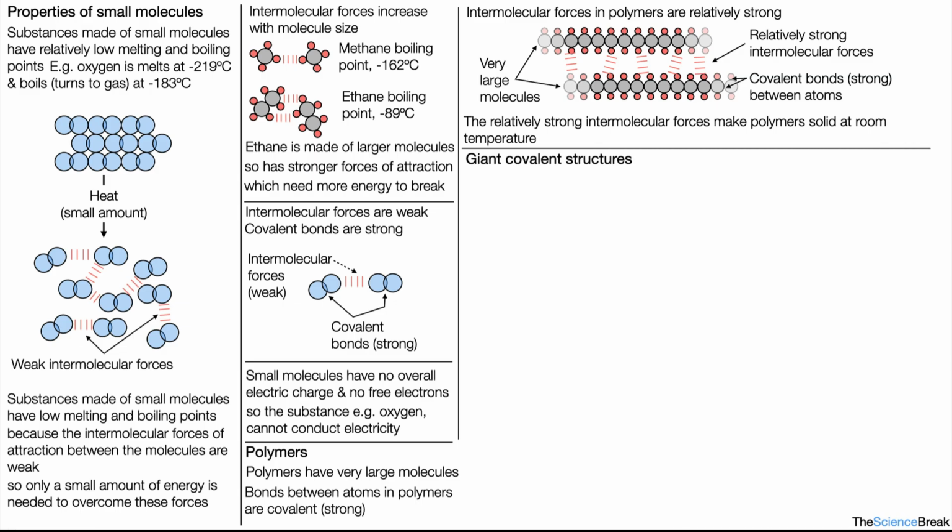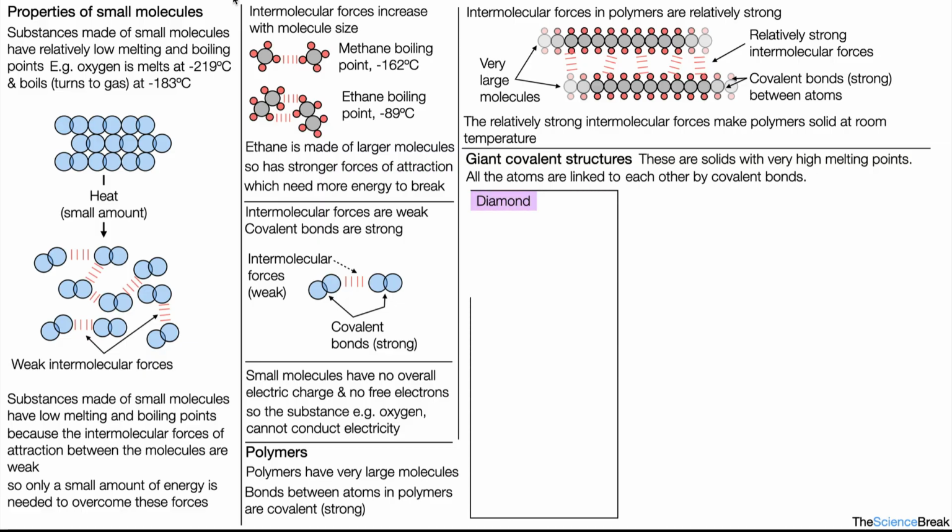Next, we need to look at giant covalent structures. These are solids with very high melting points. All the atoms are linked to each other by covalent bonds. I've just noticed I've written the word R twice. Let's fix that. There we go.